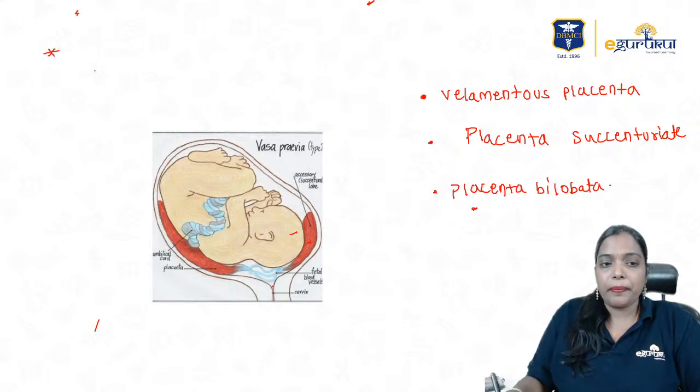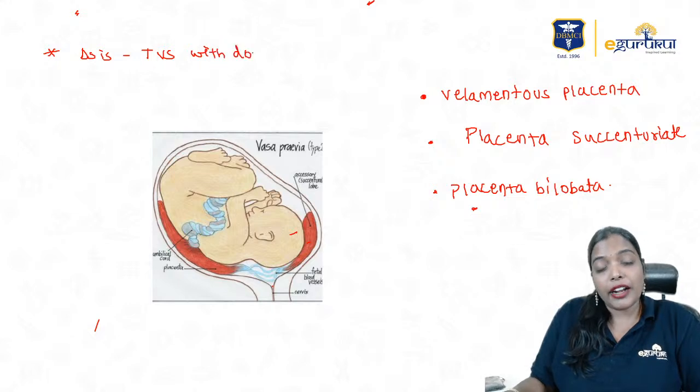Diagnosis is by Doppler, transvaginal sonography with Doppler. And you should go for elective LSCS. You should never allow her to go for vaginal delivery.